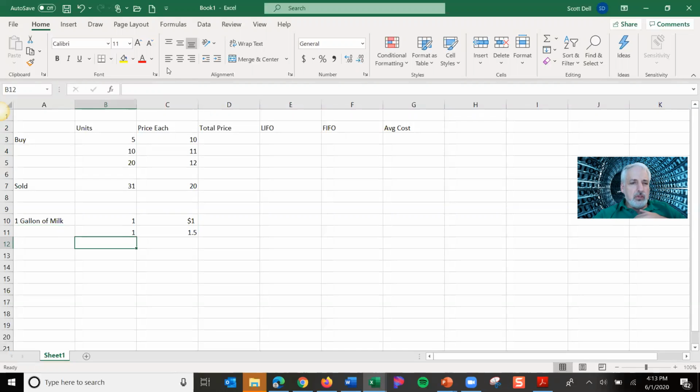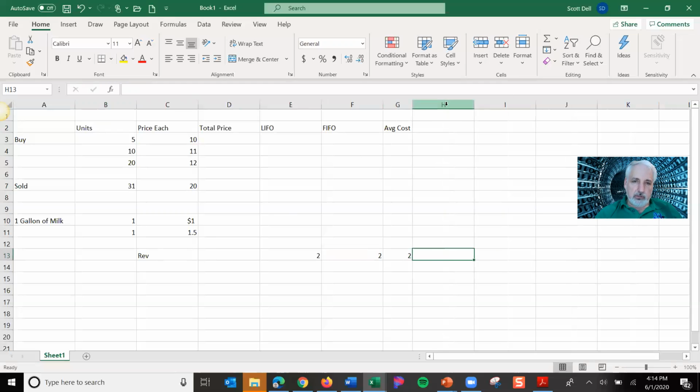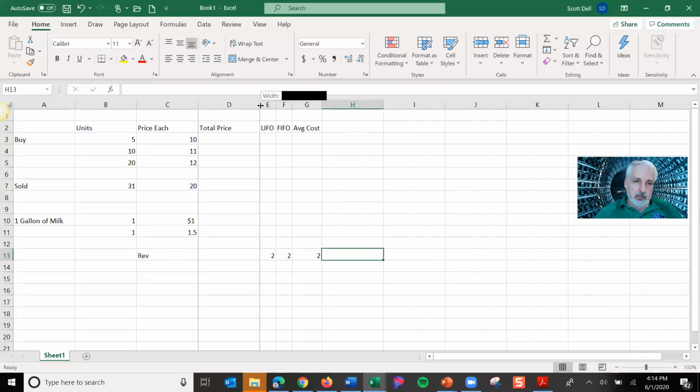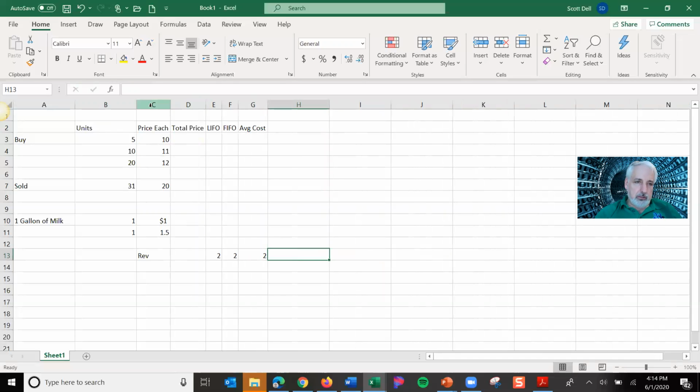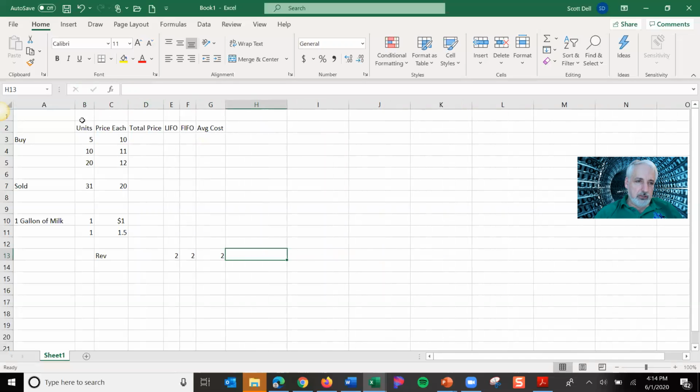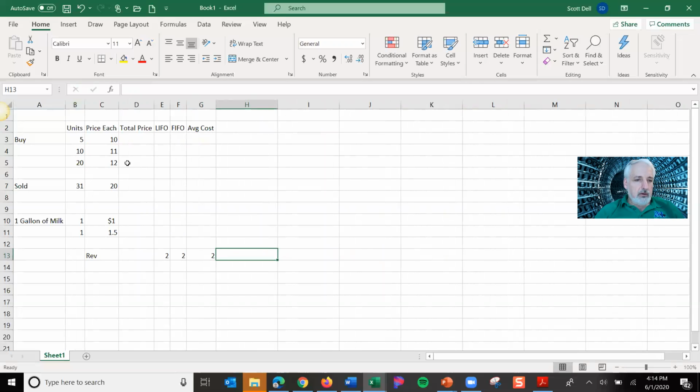Okay. So we look at that and say, all right, that makes sense. What is my revenue? Well, let's say we sold it for $2. And under LIFO, $2. Under FIFO, $2. Under average cost, $2. And I'm going to actually shrink this up a little bit, make it a little bit more readable, like a bit cleaner, so it's condensed and accessible and understandable, and we get more room in the spreadsheet to work from. All right.